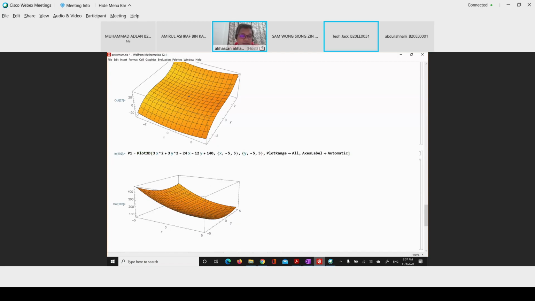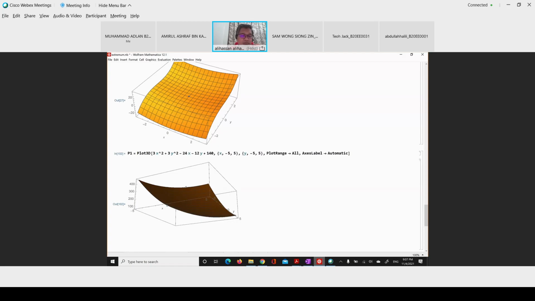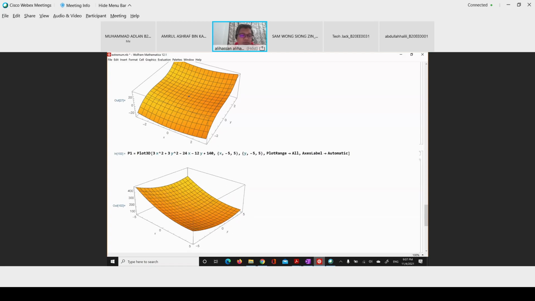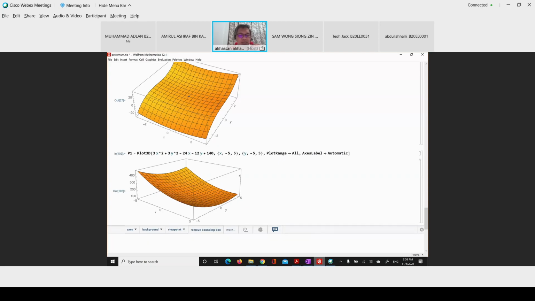Yeah, so maybe it's a paraboloid. I didn't plot the whole thing. We can complete the square to get the standard form of a paraboloid. You can experiment with this on your own.